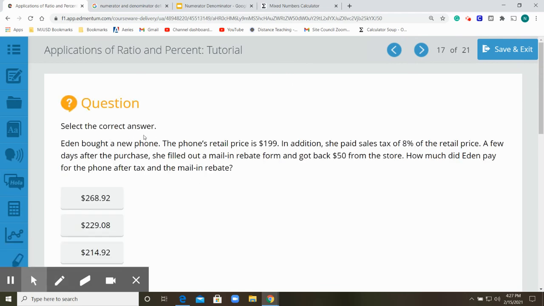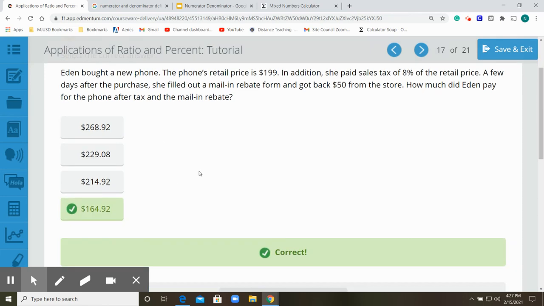Question. Select the correct answer. Eden bought a new phone. The phone's retail price is $199. In addition, she paid the sales tax of 8% of the retail price. A few days after the purchase, she filled out a mail-in rebate form and got back $50 from the store. How much did Eden pay for the phone after tax and the mail-in rebate?